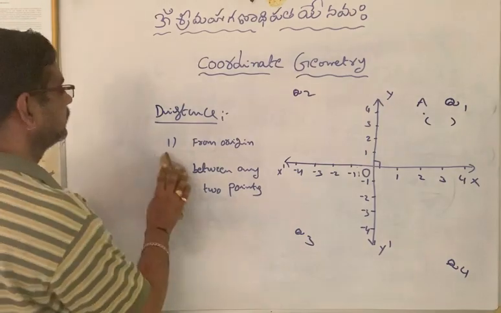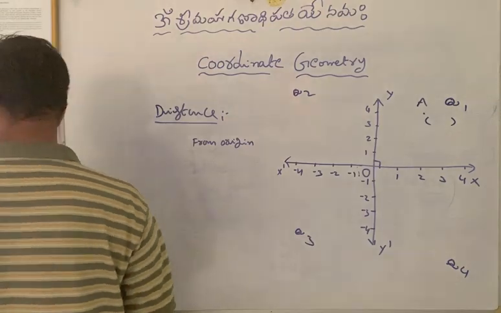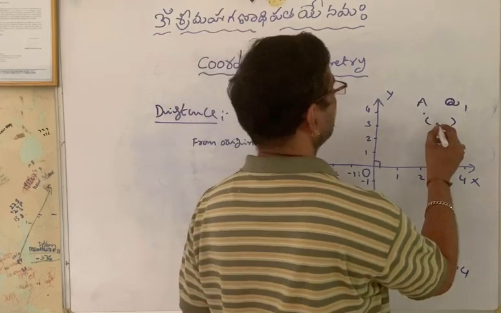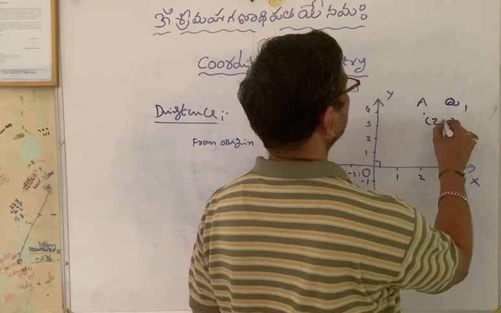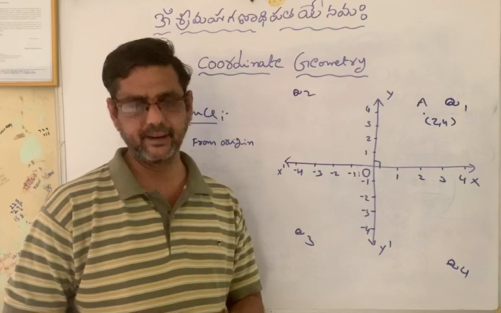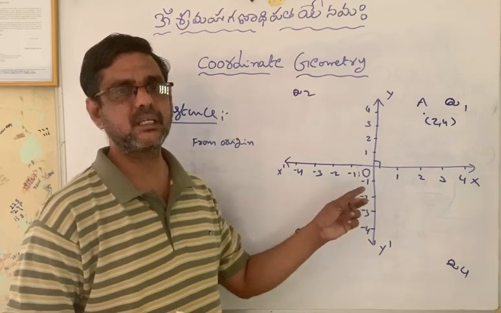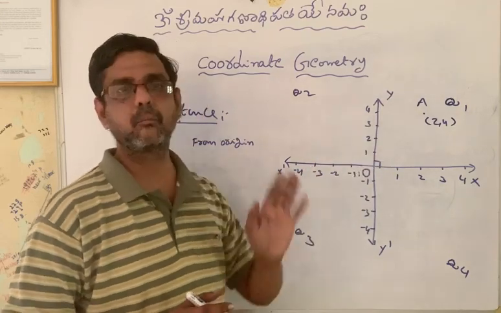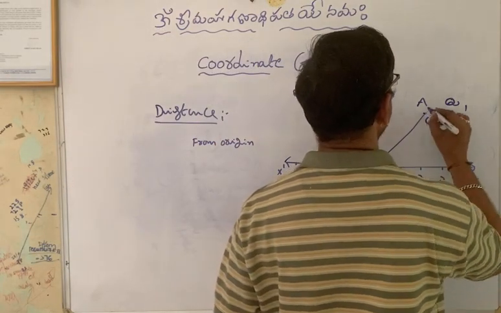First one, distance of a point from the origin. Let us consider this one. The position of A is here. We can say 2, 4. I think you know it very well. Now I want to find out the distance between the origin and the point A. That means I want to find out OA.